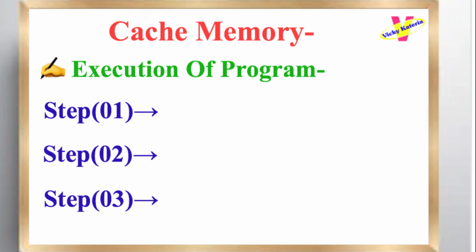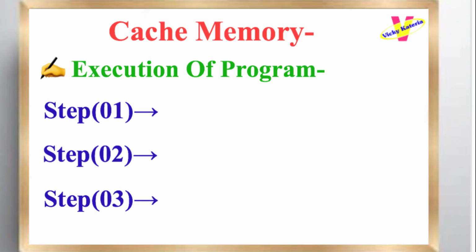Step 3. When the required word is not found in the cache memory, it is searched in the main memory. Page table is used to determine whether the required page is present in the main memory or not. Now, there are two cases possible. Case 1. If the page containing the required word is found in the main memory, the page is mapped from the main memory to the cache memory. This mapping is performed using cache mapping techniques. Then, the required word is delivered to the CPU.